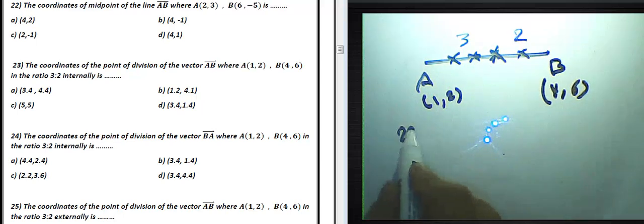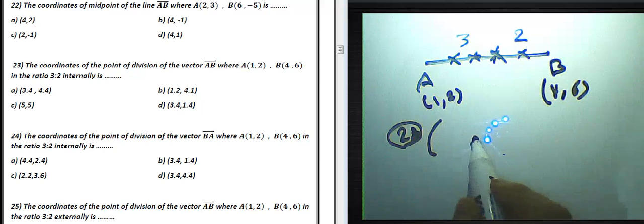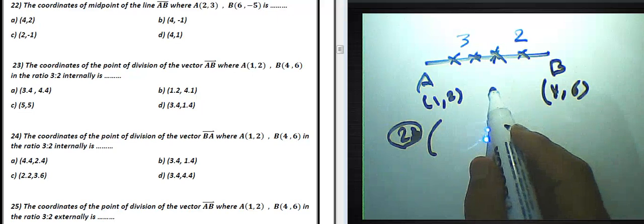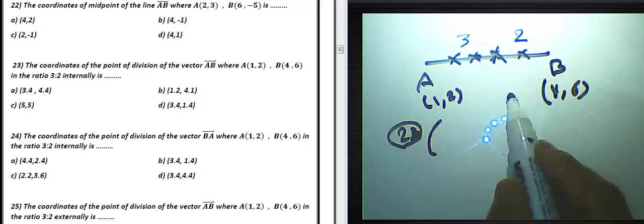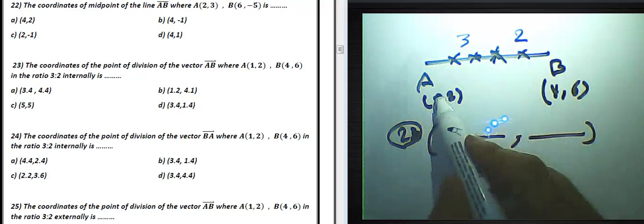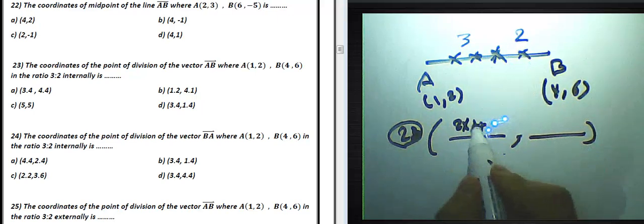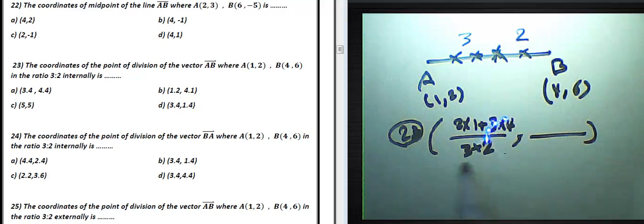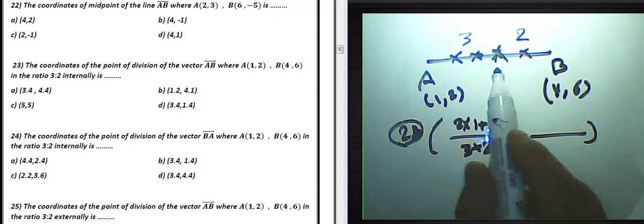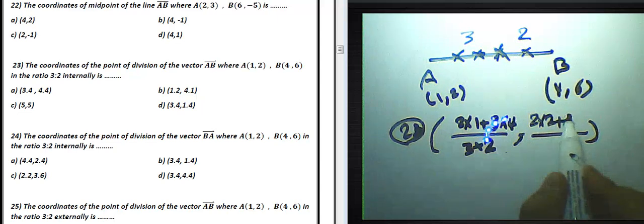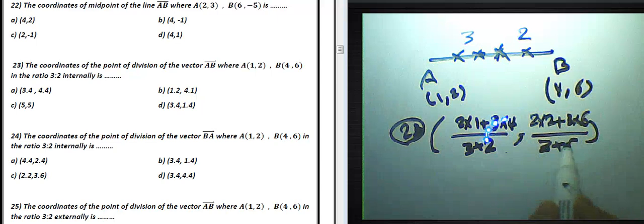Okay, look with me at question 23. We can find the point which divides the vector in the ratio 3 and 2 internally. It's very easy with the rule, okay? Look again: 2 times 1 plus 3 times 4 over 3 plus 2, and again for y: 2 times 2 plus 3 times 6 over 3 plus 2.